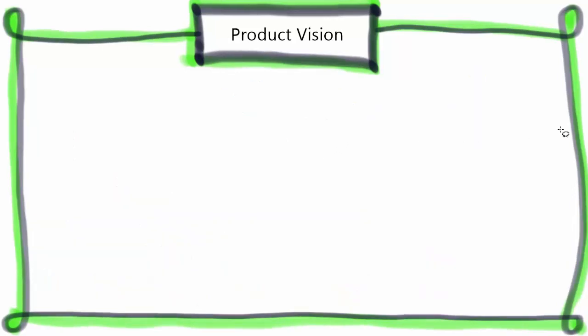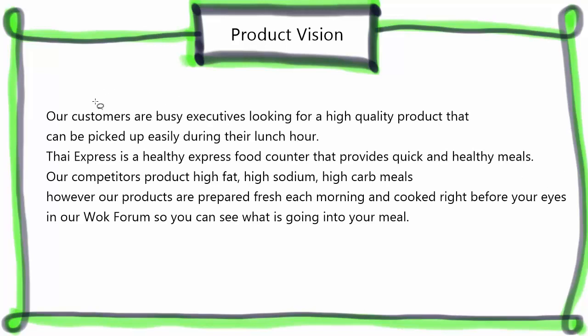Now we'll look at an example of a product vision. In this example, this is a Thai food restaurant that we're calling Thai Express. They're targeting busy executives. So let's assume that they're perhaps in a food court in a financial district. Perhaps you can go down to the bottom floor, hit the food court during your lunch hour. So we said it can be picked up easily during their lunch hour here.